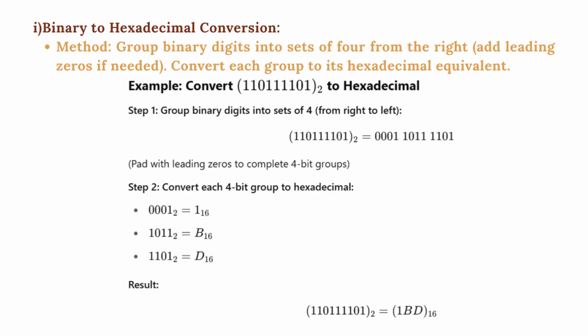Convert each 4-bit group to hexadecimal. 0001 is 1 in hexadecimal, 1011 is B, 1101 is D. So we will get the result as 1BD hexadecimal.